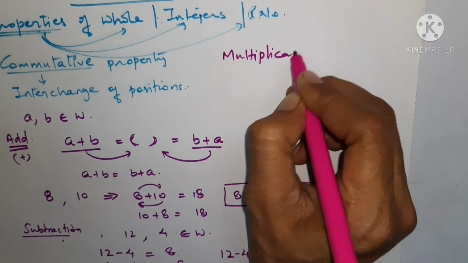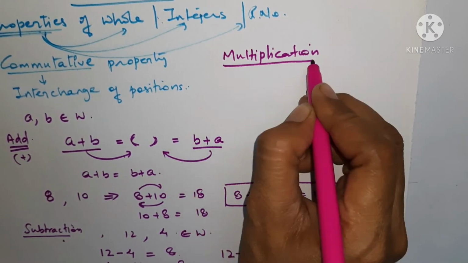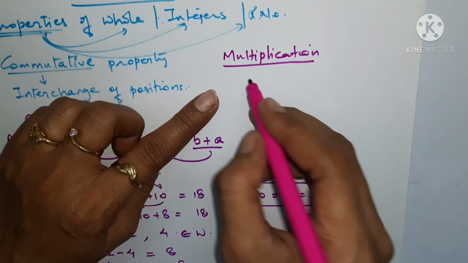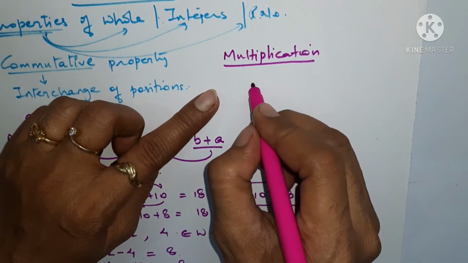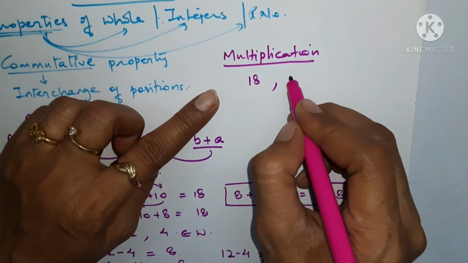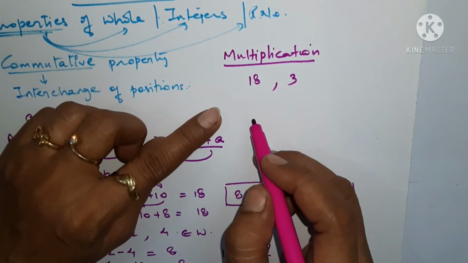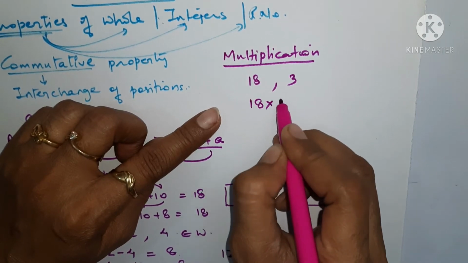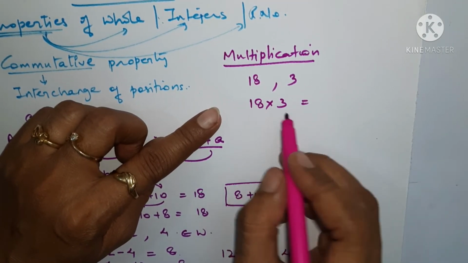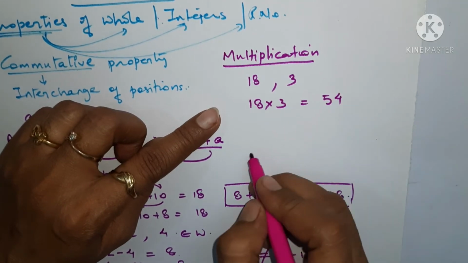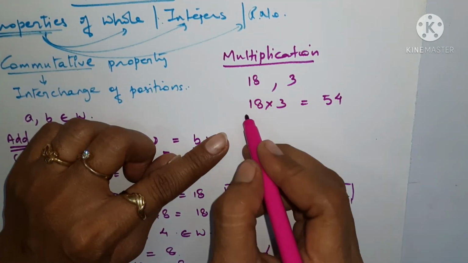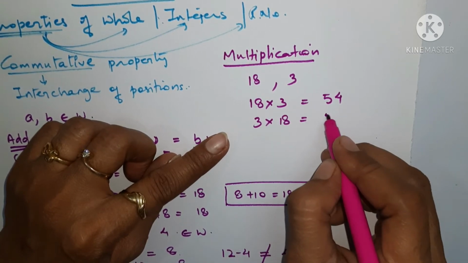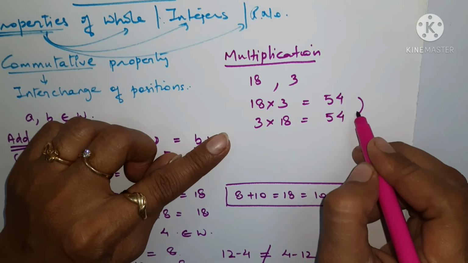What is happening in case of multiplication? If you take two whole numbers for multiplication, say 18 and 3, let us check. First you write 18 into 3, it is 54. And if you change the place and write 3 into 18, now again what you are getting? Again it is 54. You can see both the results are same.